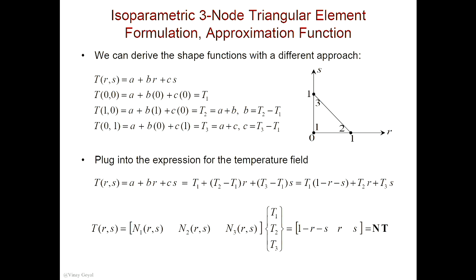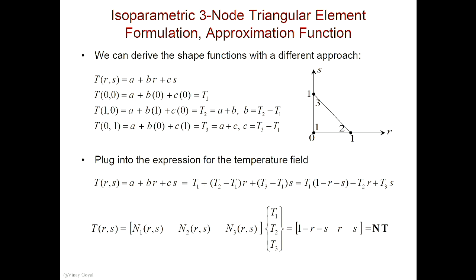So T of r, s is a plus b r plus c s. T at 0, 0 is a plus 0, which is T1. So I get the value of a as T1. T at 1, 0, so at this node here, is T2. So I get a plus b plus c times 0, and I get a plus b is equal to T2. And then T at 0, 1 is a plus 0 plus c. Then I get T3 as a plus c. I can solve for c and b very quickly. This is one of the few scenarios where we can actually do it really quickly by hand.